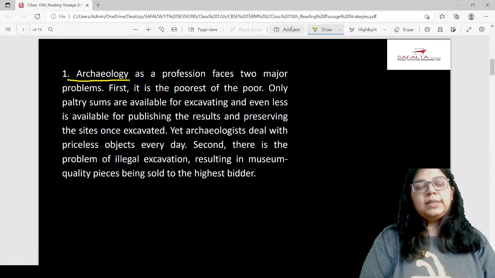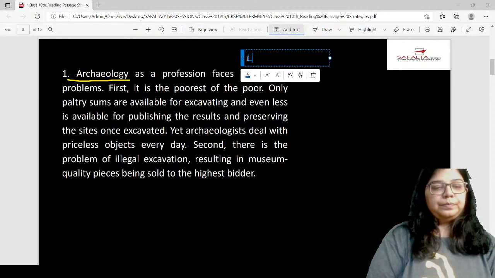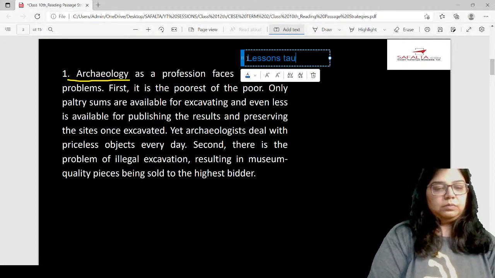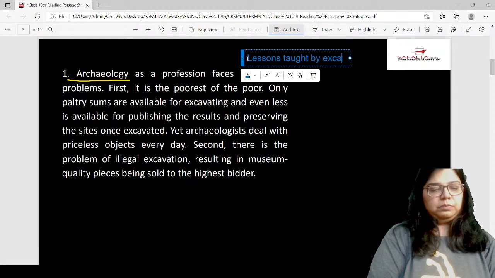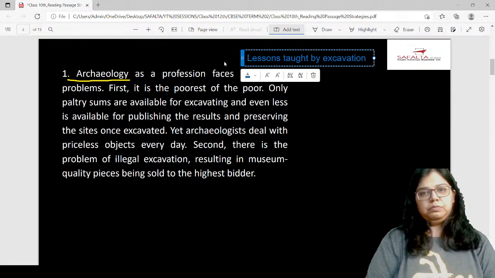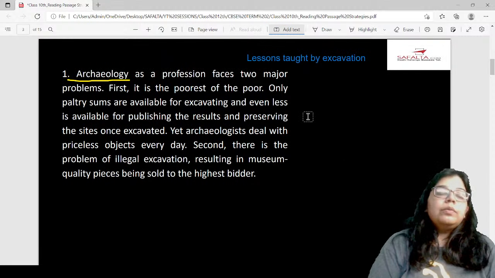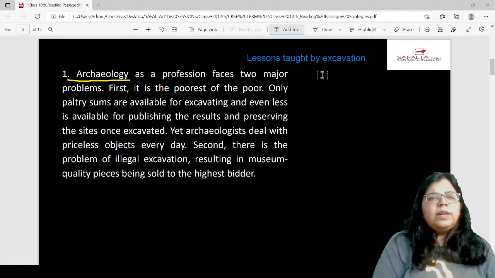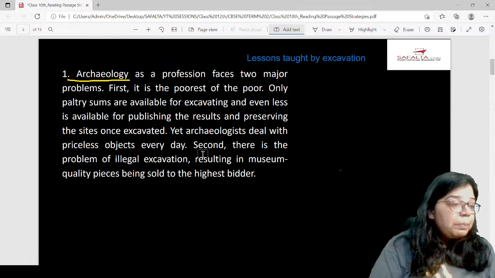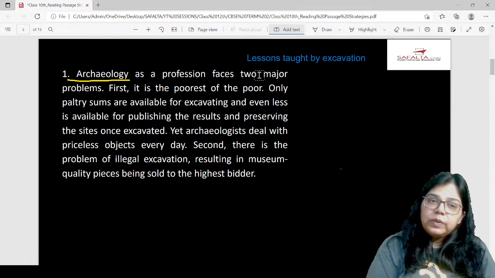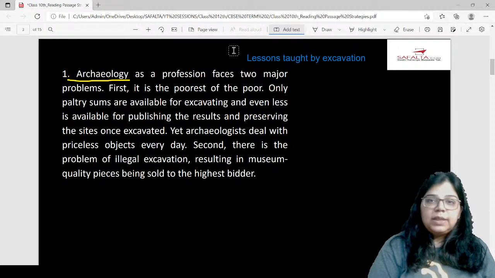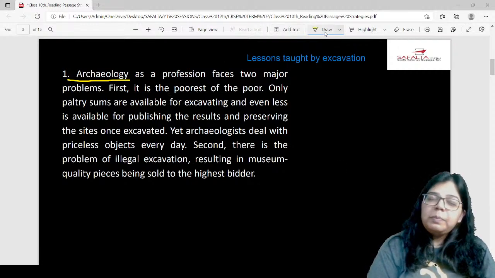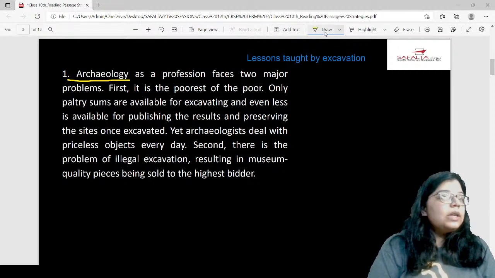Now, what are we supposed to do? We have to understand the lesson taught by excavation. Do you see this word anywhere over here? If you scan the paragraph, do you see the word anywhere over here? So what is scanning of the paragraph? A lot of you may not know what scanning of the paragraph is.